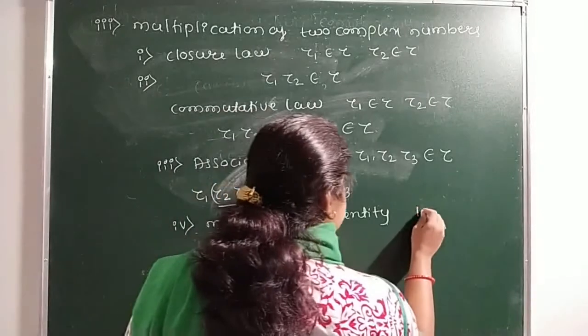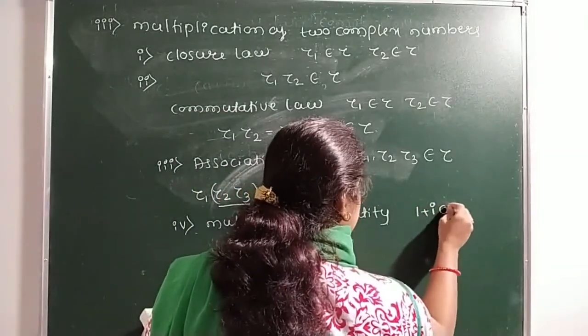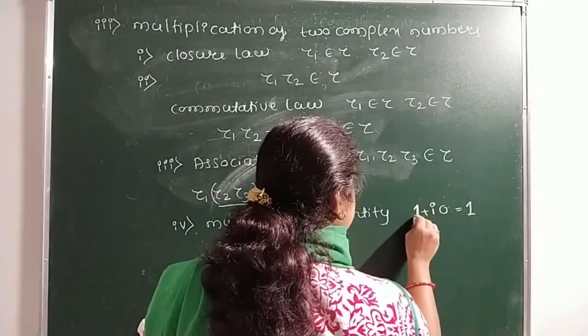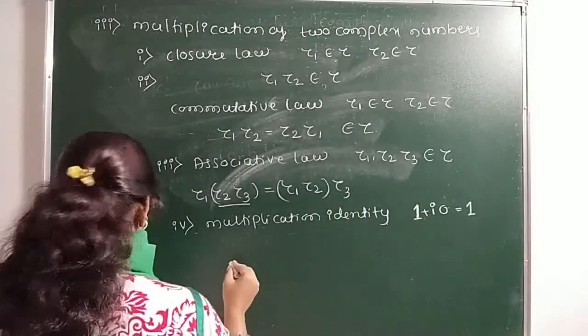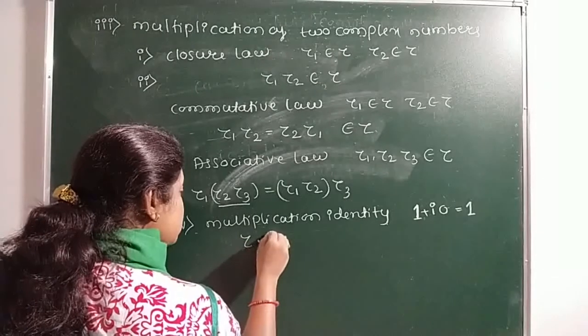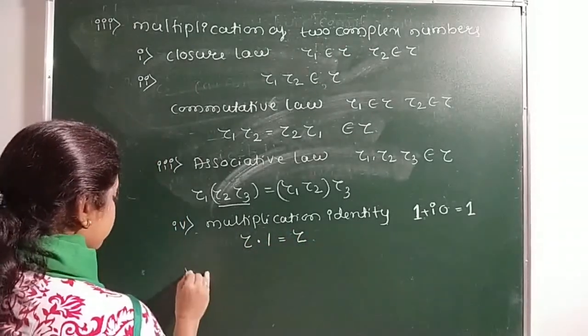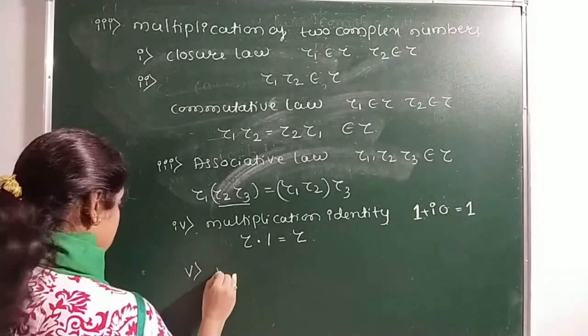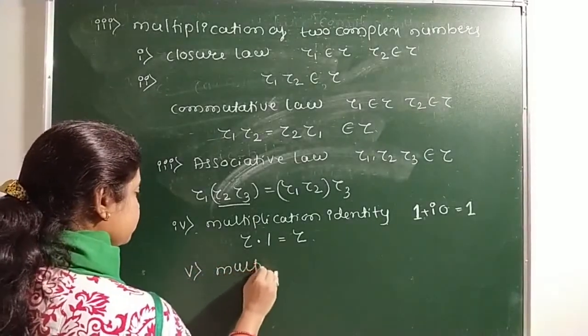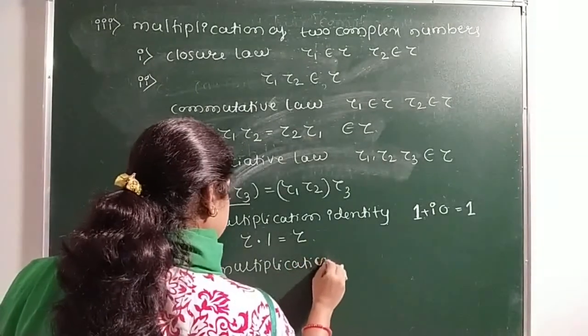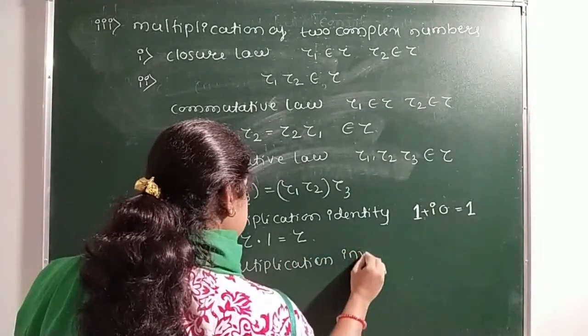That 1 is considered the multiplication identity here. Only 1 can be taken as the multiplication identity, meaning z multiplied with 1 gives z again. Fifth one, multiplication inverse.